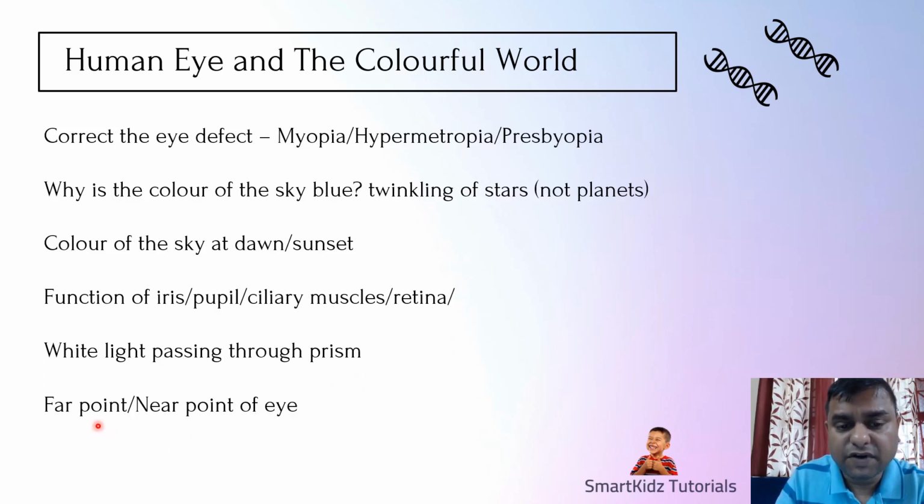Okay, far point and near point of the eye. You should know the definition of far point and near point of the eye. And also there are a few other definitions that you should know here and there. But these are the ones that are mostly asked.